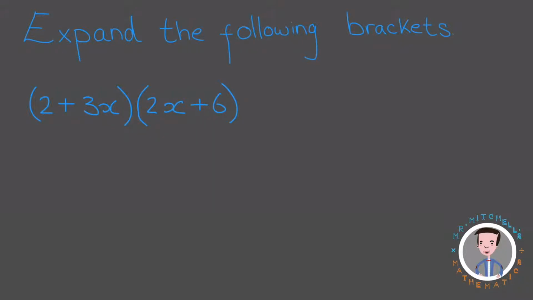We're now going to be looking at how to expand two brackets when they're next to each other. Like always, make sure you've got a pen and paper ready so that you can do the calculations in this video. So when you need to expand two brackets, what you're essentially doing is timesing everything in the first bracket by everything in the second one.